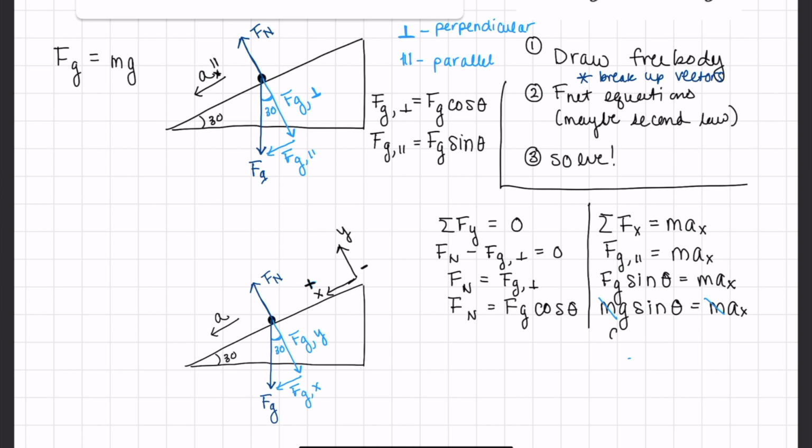And then we can put in 9.81 sine 30 equals ax. Sine 30 is a half. So if you want to, you could plug this into a calculator, but we will get 4.95 meters per second squared as our acceleration.